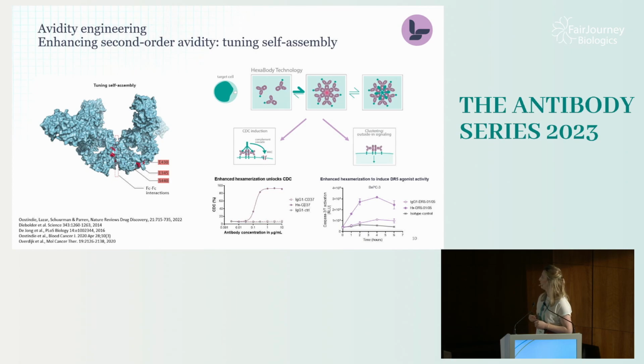And then, as said, outside-in signaling is also possible. So it was also shown for an antibody against the TNF receptor superfamily member DR5, that introducing this E430G mutation could really potentiate the outside-in signaling for this antibody. And I think it's a nice feat of engineering on a second-order avidity level.